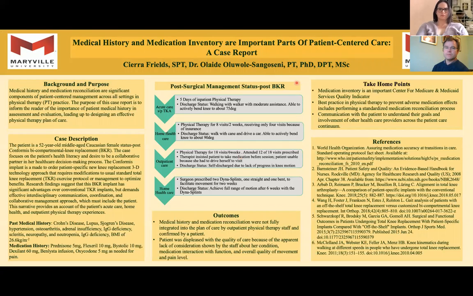Outpatient care is where this case study is mainly focused. This patient received physical therapy for 18 visits over 6 weeks. Because of treatment issues, she was able to attend only 12 out of the 18 visits prescribed. The issues occurred mostly here.